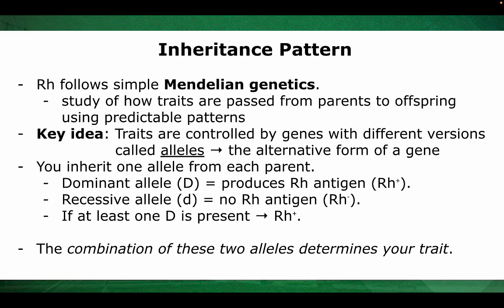Now, if you have at least one capital D allele, either capital D capital D or capital D small d, you're Rh positive. Only two small letter d alleles result in Rh negative. So the inheritance pattern explains why Rh positive is more common. How do we use this? We can use the Punnett square.